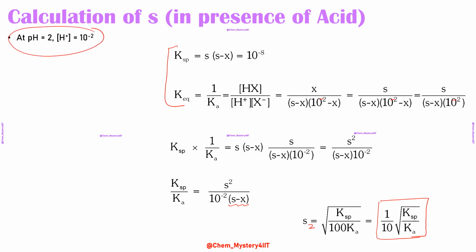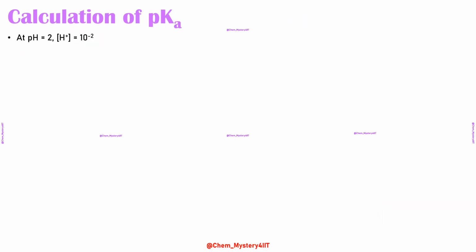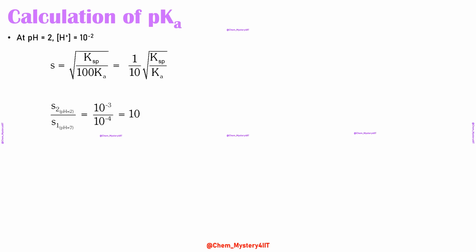Now we can compare this S2 versus S1. So this is the value which we can write as your S2, which we have seen in the problem. It was given that when the pH is changed from 7 to 2, solubility is changed from 10 raised to power minus 4 to 10 raised to power minus 3. So we have an idea that S2 by S1 is going to be 10 times.